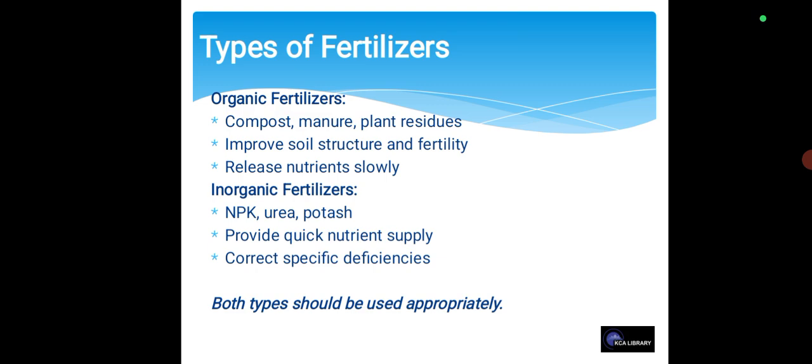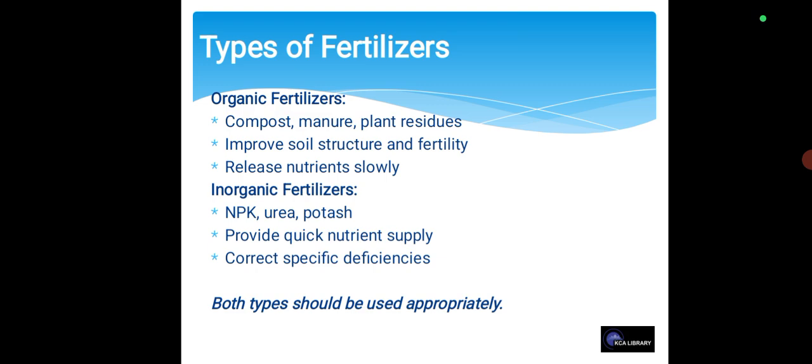So they are derived from natural resources. And when we say plant residues, what we are talking about is palm fronds, empty fruit bunches, and even other agricultural waste. So these are called organic fertilizers. Organic fertilizers are very important.